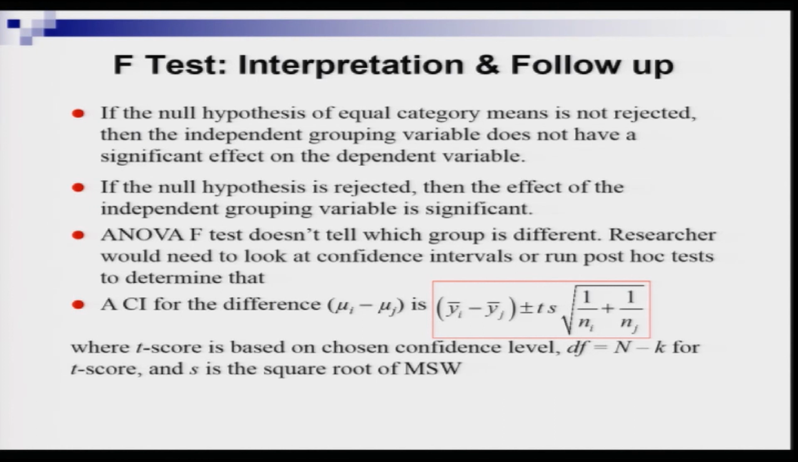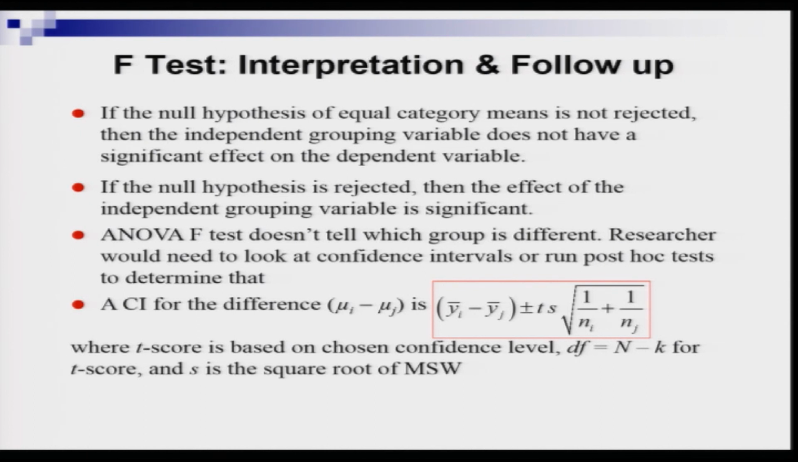Now, of course, for this population parameter there will be a sampling distribution for the sample statistic y bar i minus y bar j. If there is a sampling distribution, there will be a standard deviation and so on. Basically this confidence interval is developed by adding or subtracting a margin of error. So, how to compute that margin of error?